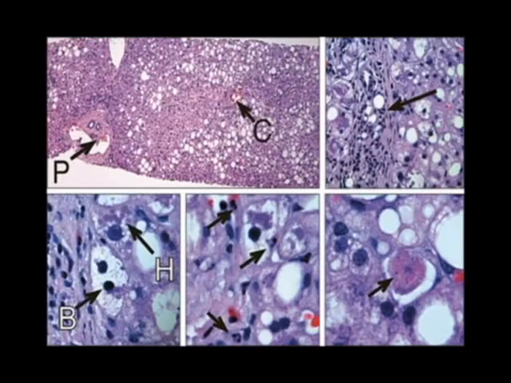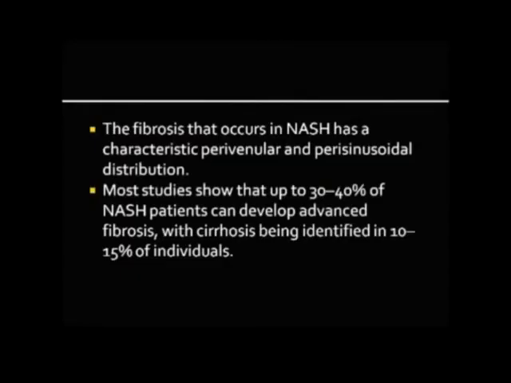Mallory stain, okay? Mallory body, which is pink in color. And here you can see also liver cells, and these are the polymorphonuclears infiltrating the liver cells, and also here the liver cell contains a Mallory body. And this pink staining is acidophilic, characteristic of the condition. The fibrosis that occurs in NASH has a characteristic perivenular distribution, surrounding the veins, and perisinusoidal, surrounding the sinusoids.